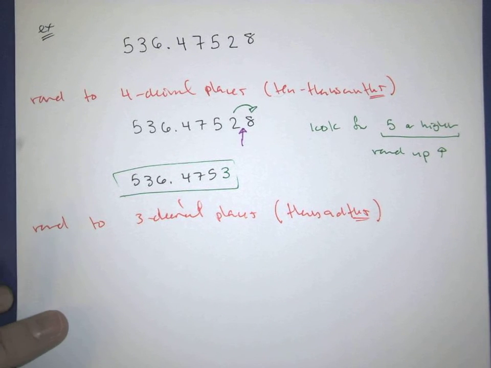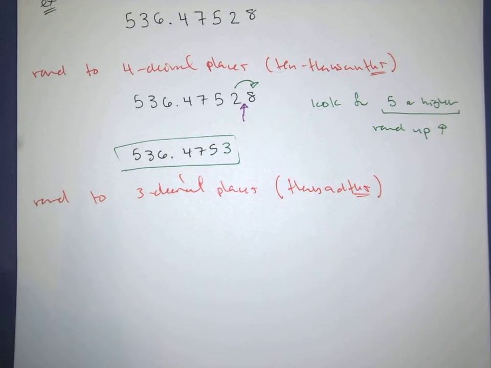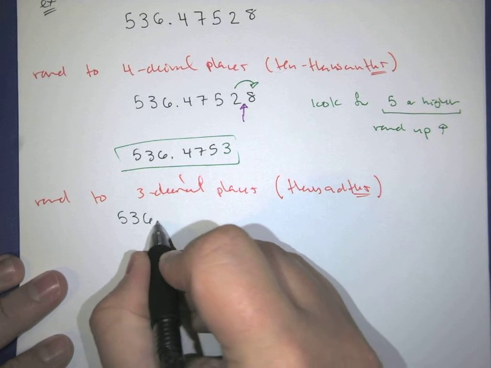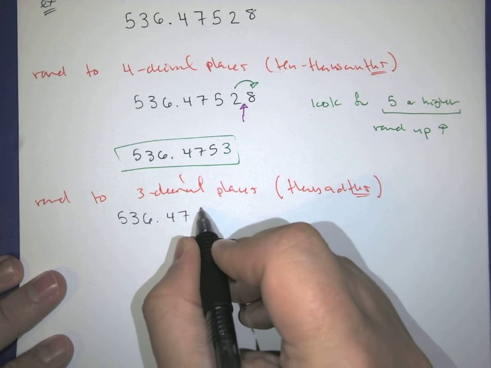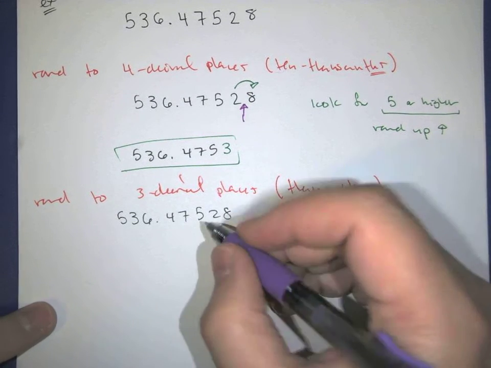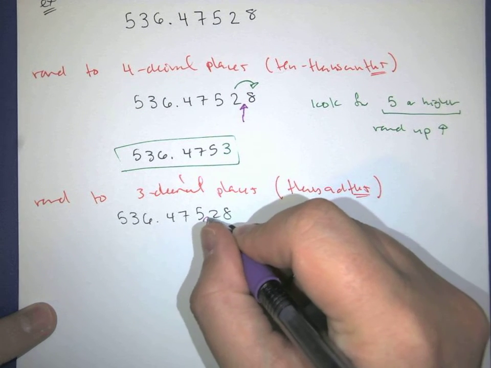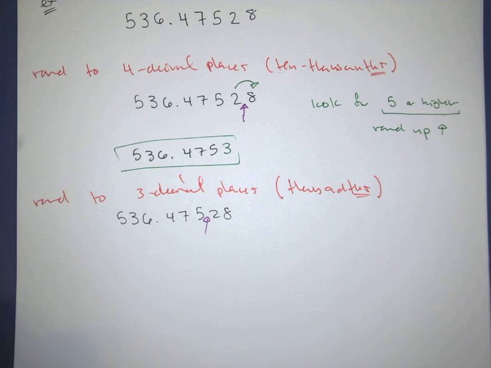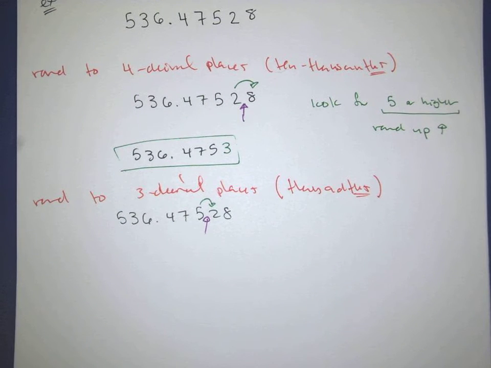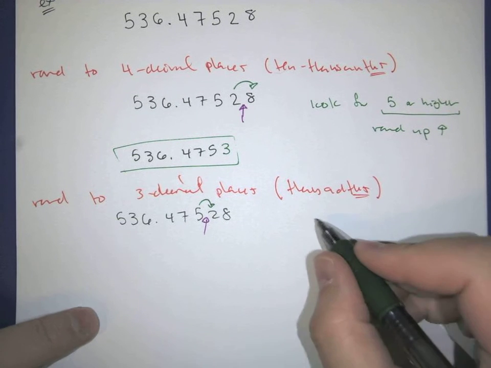We'll just take this and work our way up from right to left. So again, 536.47528. I'm trying to round this to 3 places, so I'm looking between the 5 and the 2. I'd like to end it after the 5, and I'm going to look back from the 5 to the 2. Now in this case, if I've got a 4 or lower, what's going to happen is I'm going to round down.